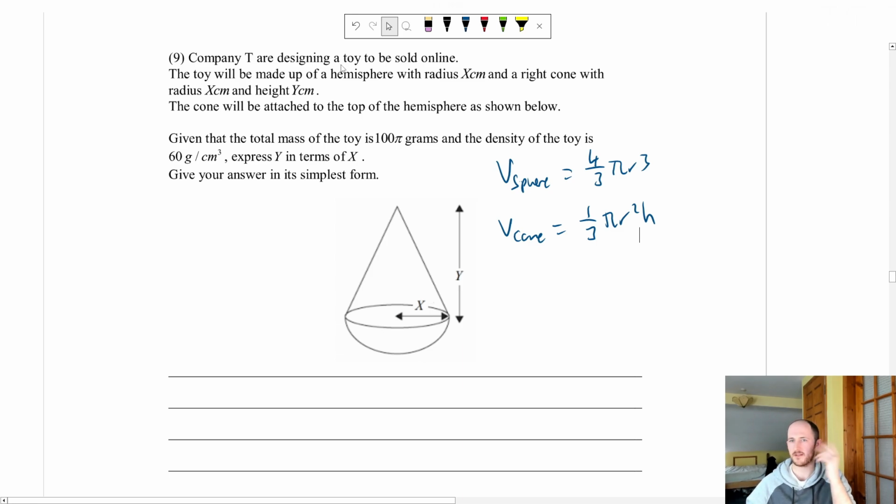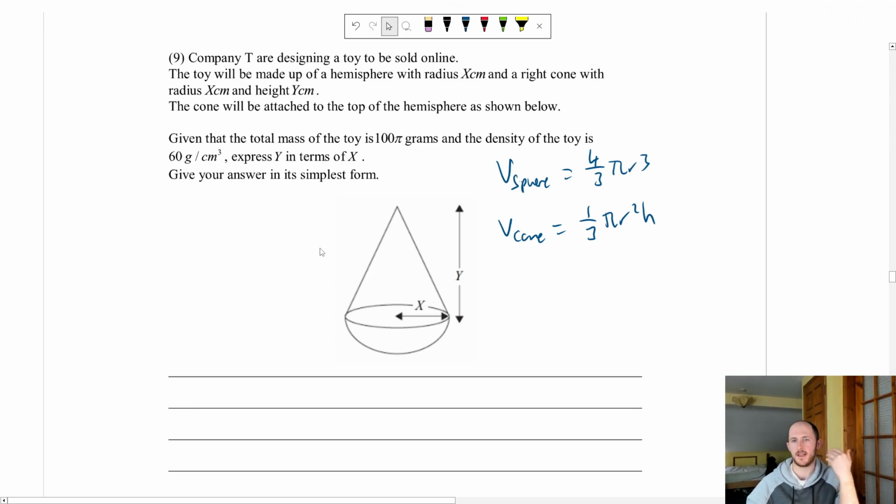Company T, very creative, are designing a toy to be sold online. It'll be made up of a hemisphere and a right cone attached. Given that the total mass is 100 pi and the density is 60 grams per cubic centimeter, express y in terms of x. Okay.